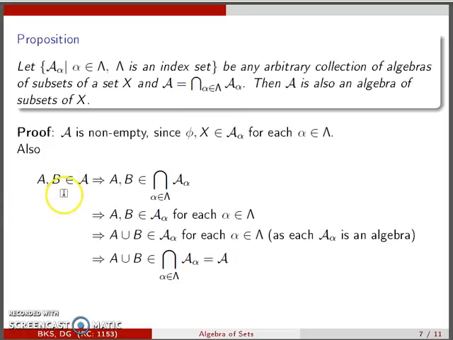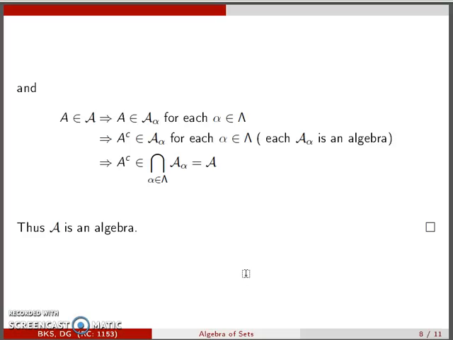Now, if A and B are in this collection script A, then obviously by definition A and B belong to script A alpha. That means they belong to script A alpha for each alpha. And their union is in each of these script A alpha, because the script A alphas are algebras, and this implies that A union B is in script A. Similarly, we can show that if A belongs to script A, its complement is in script A. Thus, script A is an algebra.